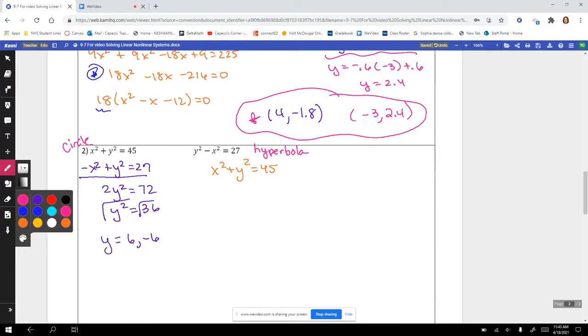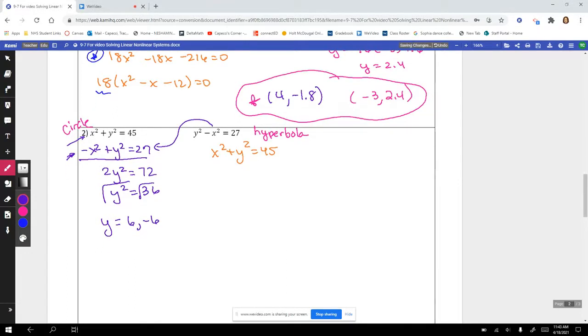To give us a little bit of a head start, I rearranged my terms and substituted in there. I noticed that I have an x squared and a -x squared, so I used elimination. I got 2y squared equals 72, and ended up solving it. So far, I have y is equal to 6 and -6.